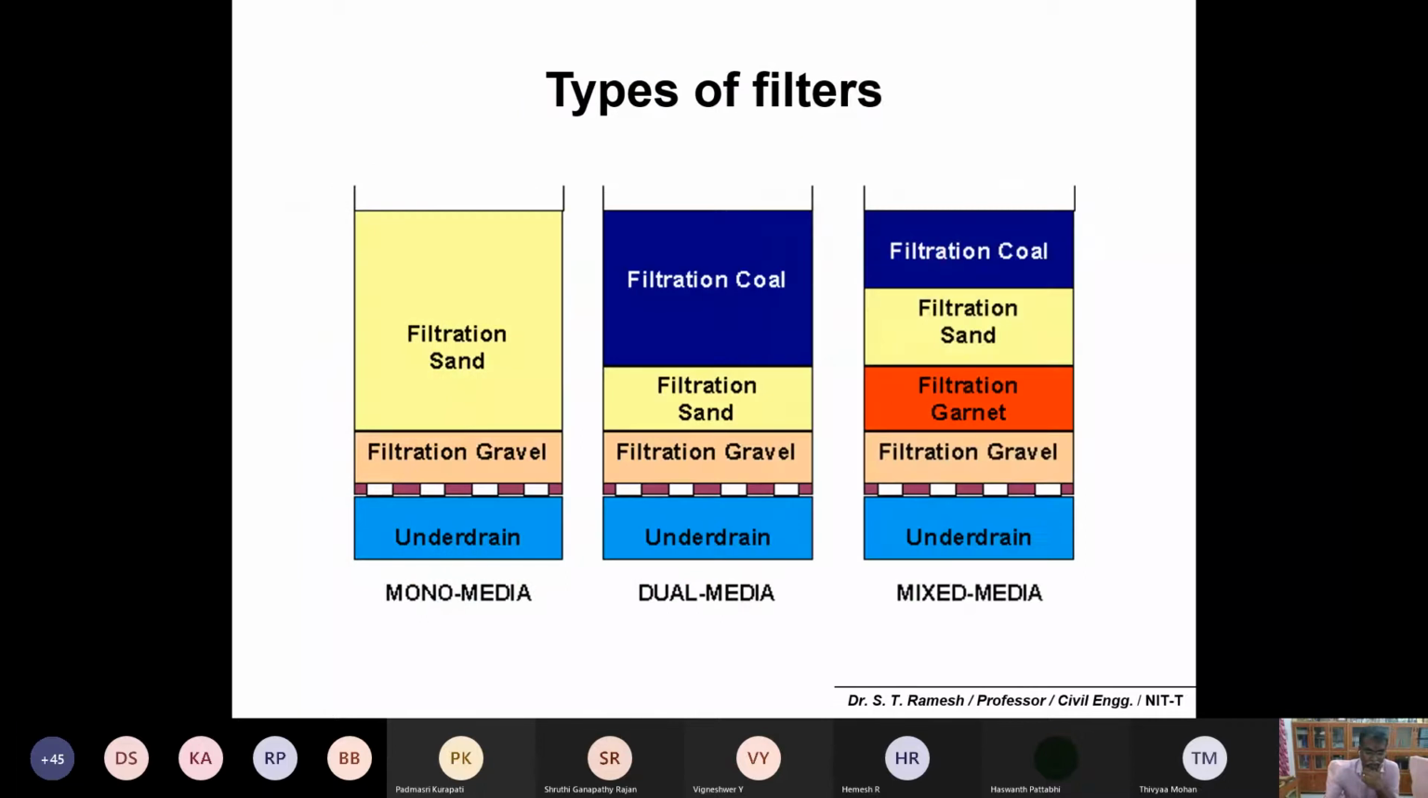So this is what we discussed in the last class. Filtration sand is a monomedia filter; coal as well as sand is a dual media filter; and sand, coal, and also garnet is a triple media filter.